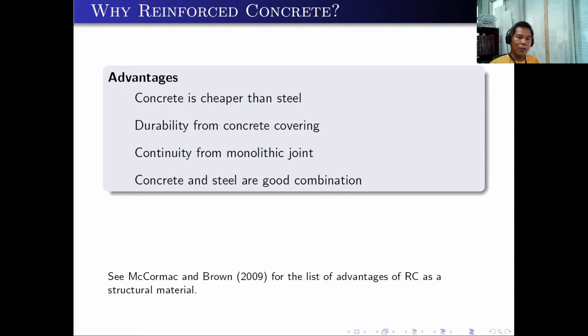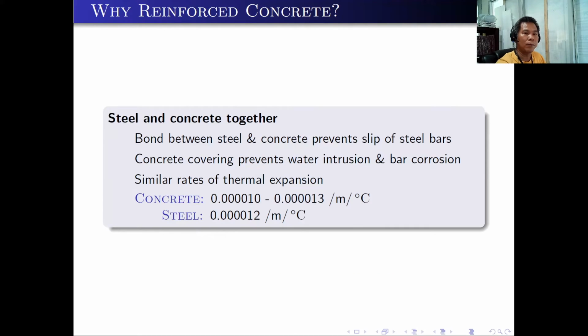In using reinforced concrete, we need to know its advantages, why we use reinforced concrete. Of course, concrete is cheaper than steel, and there is durability from the concrete covering and continuity from monolithic joints, and also concrete and steel are a good combination. The steel and concrete have a very good bond. It prevents slip of steel bars. The concrete covering prevents water intrusion and bar corrosion.